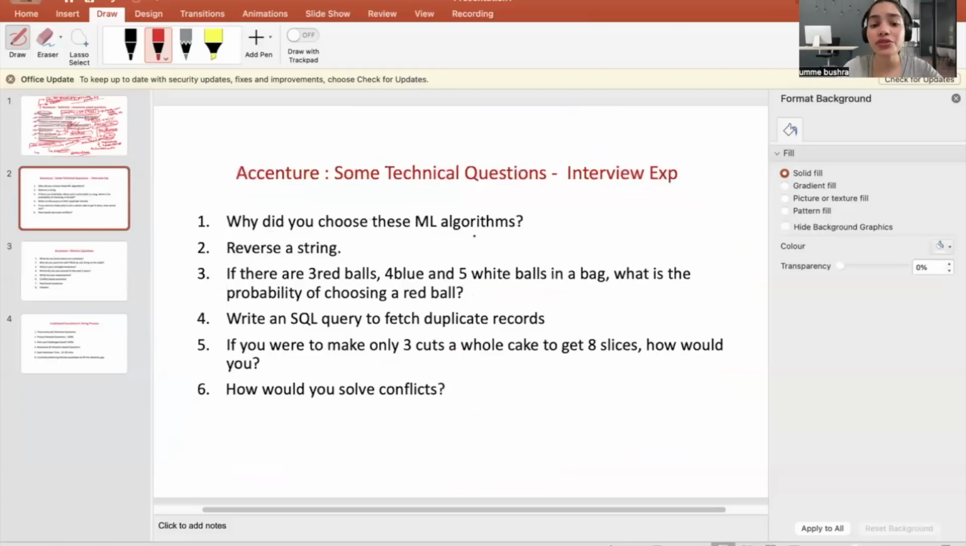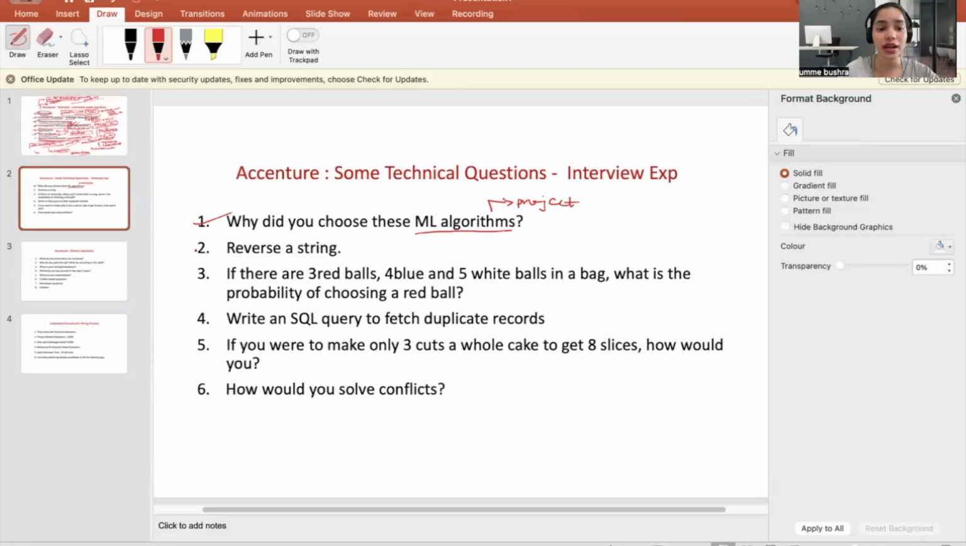So why did you choose these ML algorithms? Say you have worked on a project that involves some machine learning. There are thousands of algorithms. There are supervised, semi-supervised, and unsupervised algorithms. So why did you choose this algorithm? How did it help you? And what are its functionalities? All of those questions are going to be asked.